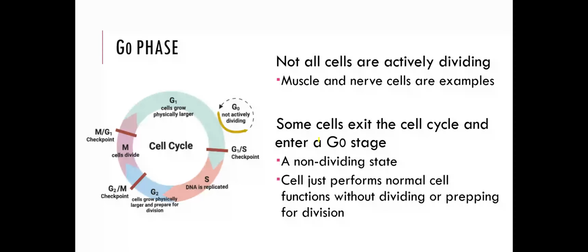they actually aren't going through the cell cycle. They exit it and enter what's called a G0 stage, and this is a non-dividing state. So literally, if a cell is in G0, they're just being a normal cell. They're not doing the growing and prepping that the other cells are doing, and they're not going to constantly divide into two, divide into two, divide into two. They're just being a normal cell without those cell cycle processes going on.